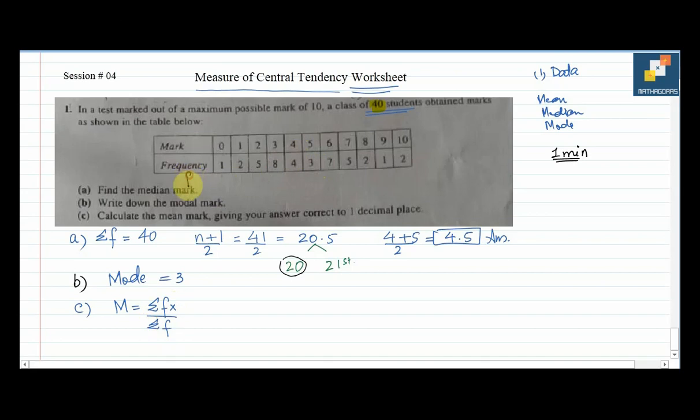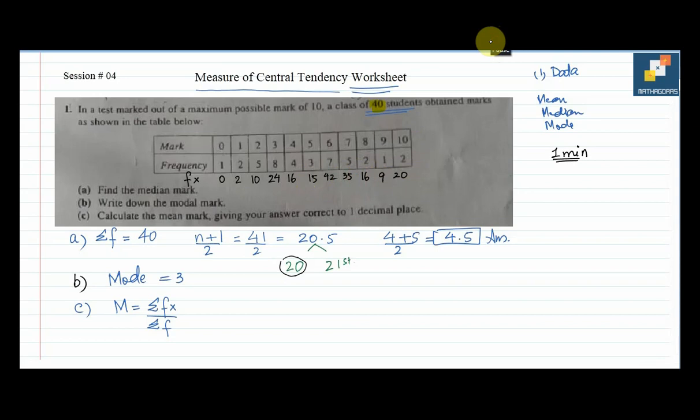All right. So fx, you need to multiply these two. 0 1s are 0, 2 1s are 2, 5 2s are 10, 8 3s are 24, 4 4s are 16, 3 5s are 15, 7 6s are 42, 5 7s are 35, 2 8s are 16, 9 1s are 9, and 10 2s are 20.